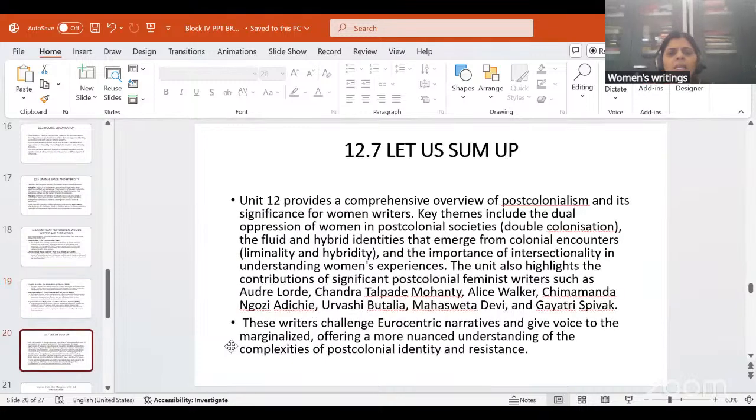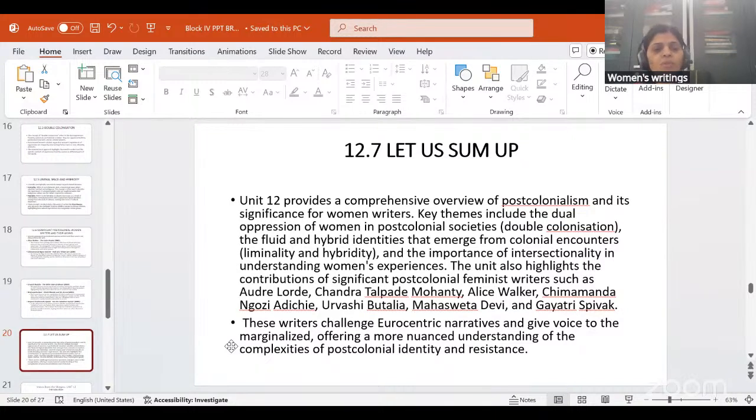And coming to the summing up of this, we see Unit 12 provides a comprehensive overview of post-colonialism and its significance for women writers. Key themes include the dual oppression of women in post-colonial societies, where double colonialism is one thing we talk about, and the fluid and hybrid identities that emerge from colonial encounters.